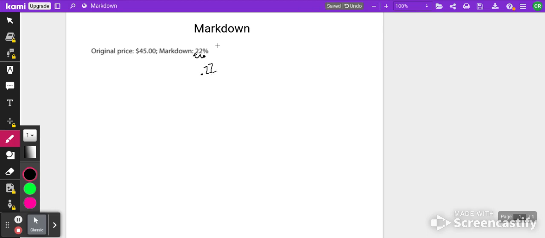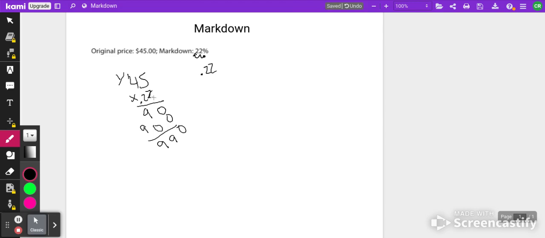Now that I've changed my percent to a decimal, I'm going to multiply it by the $45. So I've got 45 times 0.22. Remember, when you're multiplying, you don't have to line up your decimals. I'm going to go ahead and do this math real fast. All right, so I've got something that looks like 990.